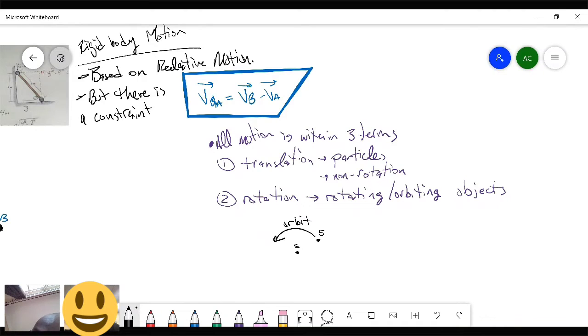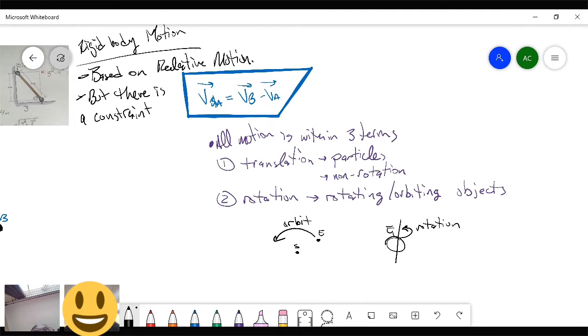If it's rotating on its own, let's say we have the earth and there's an axis here and the earth is rotating around its central point, this is what I call rotation. You follow me? Now in class, they're just going to say rotating, but I like to be very specific because that's just how I am. So rotation has to do with rotating and orbiting objects.